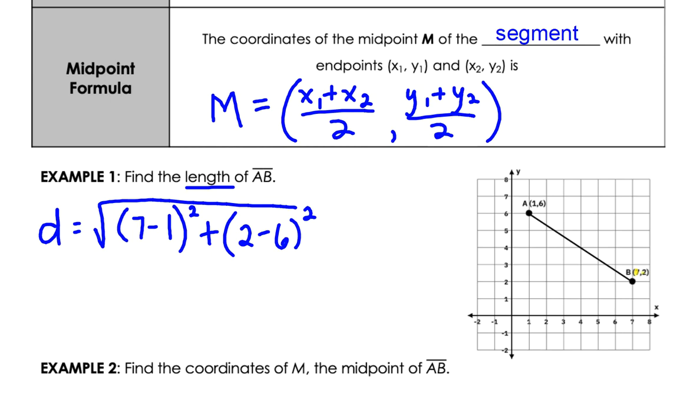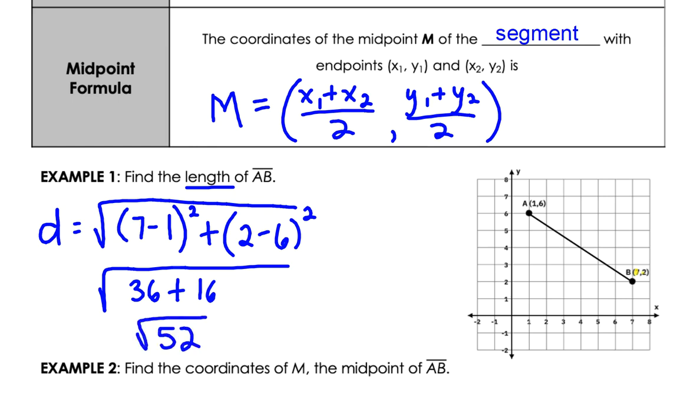All right, so when I simplify that, I'd have the square root of 6 squared, which is 36, plus negative 4 squared, which is 16. And that would give me the square root of 52 when I add them together. So when I simplify the square root of 52, I can simplify that to the square root of 4 times the square root of 13. And we know the square root of 4 is 2. So it would be 2 square roots of 13 would be the distance or the length of segment AB.